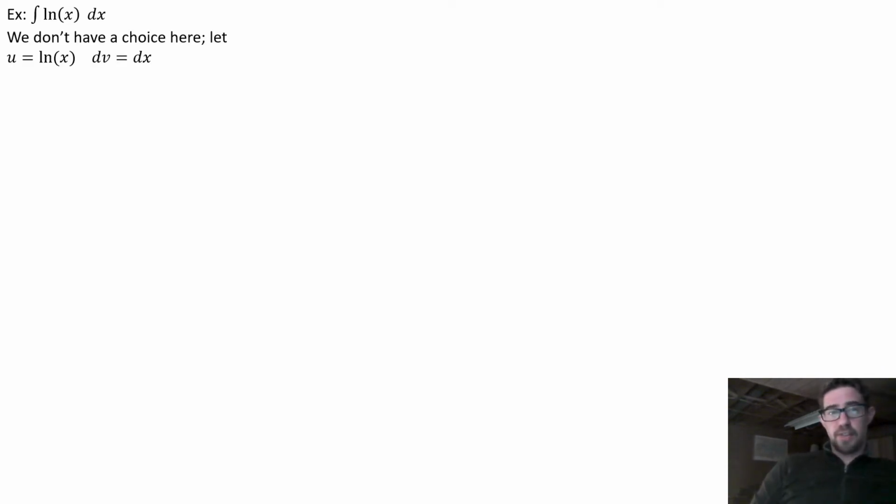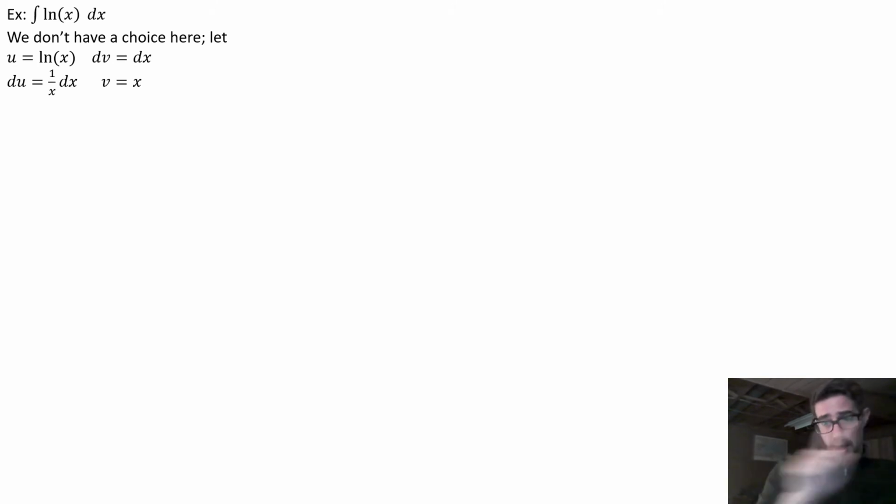u is ln of x and dv is just dx. You could, again, think about it as 1 dx. So du is going to be 1 over x dx, just like it was last time. And then v is just the integral of dx, so the integral of 1, which is just x. Right? Think about that going the other way. The differential of x is, by definition, just dx. It's just the derivative of x, which is 1, times dx. So when you go the other way, you just have an x. Okay? Now plug and chug.